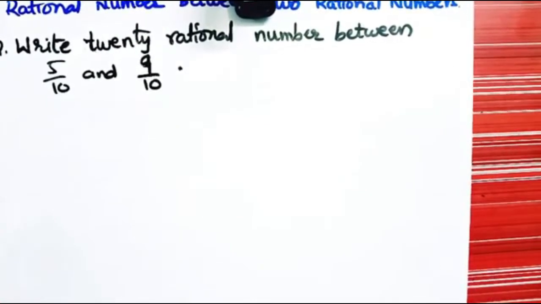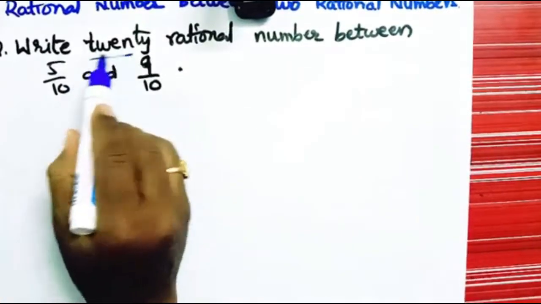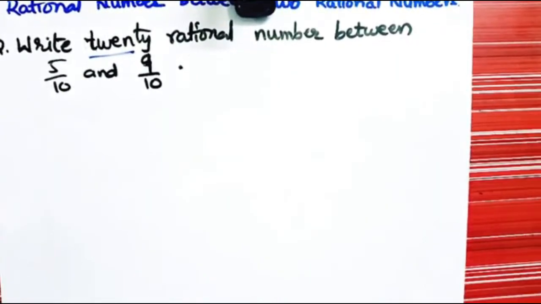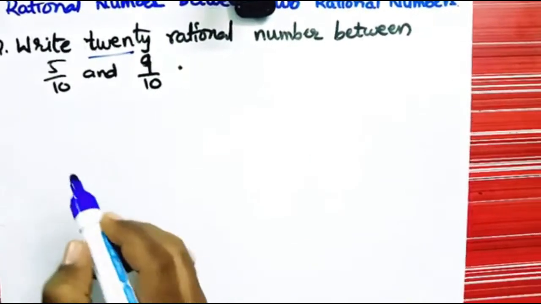Next I'm explaining inserting rational numbers between two numbers, but here they're asking for 20 rational numbers. So is it possible to use the mean method? No, we can't use the mean method to find 20 rational numbers between the given numbers. So here we are using an alternate method. Let's see what this method is.